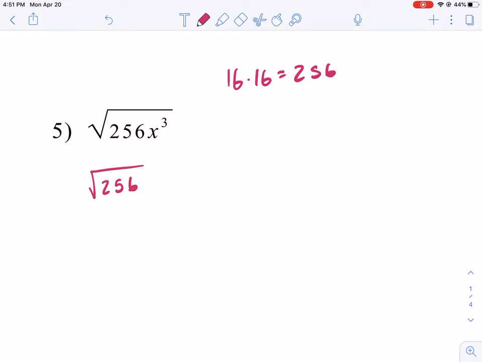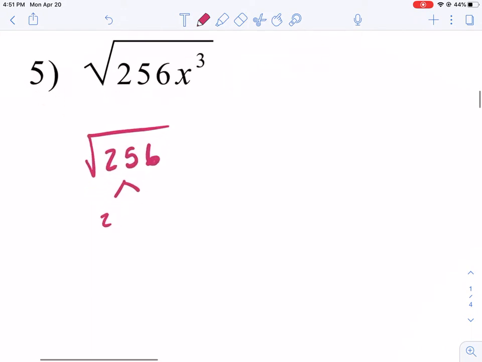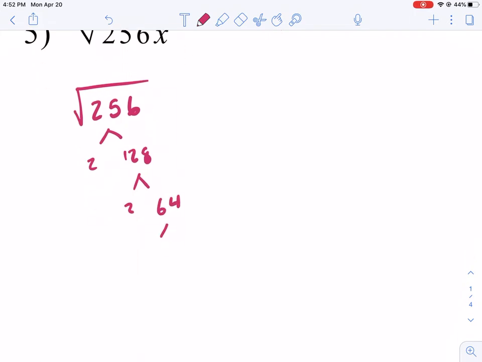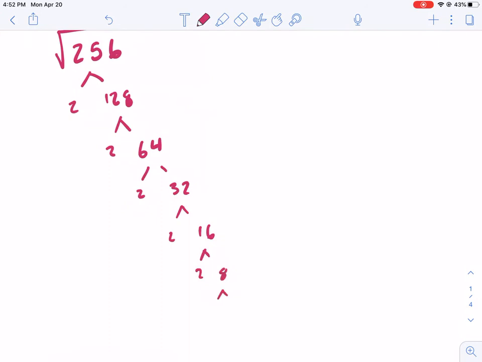In order to simplify a radical, what I like to do, especially with big numbers, is use a factor tree. I divide by the prime factors. I like to put the prime factors on the left, and since it's an even number, I know it's divisible by 2. Then I write the result on the right, and I just keep this process going until I have all my prime factors. So 64 divided by 2 is going to give me 32, divided by 2, 16, divided by 2, 8, divided by 2, 4, divided by 2, 2.